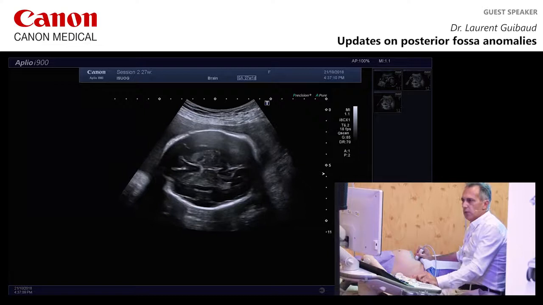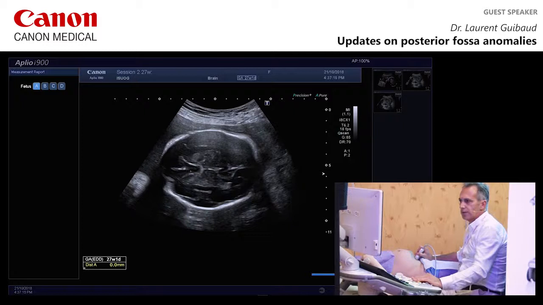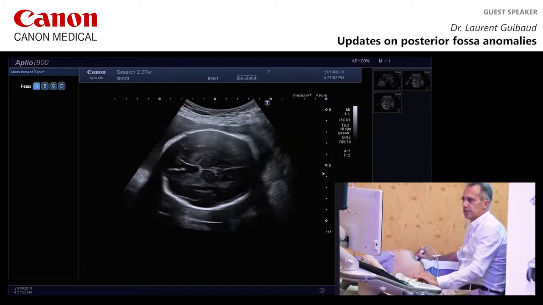Here you see clearly the cavum septum pellucidum, and just a mnemonic way of reminding: the AP diameter of the cavum septum pellucidum should be larger than the transverse diameter, the inverse of the first ventricle. If you have a case where the AP diameter is in fact small, smaller than the transverse diameter, you may think of agenesis of the corpus callosum.